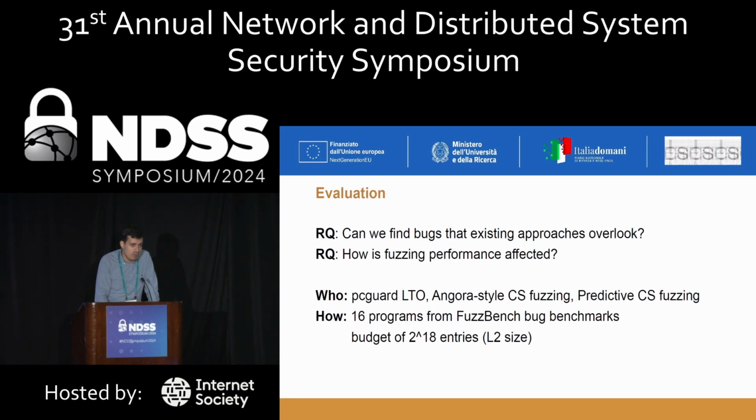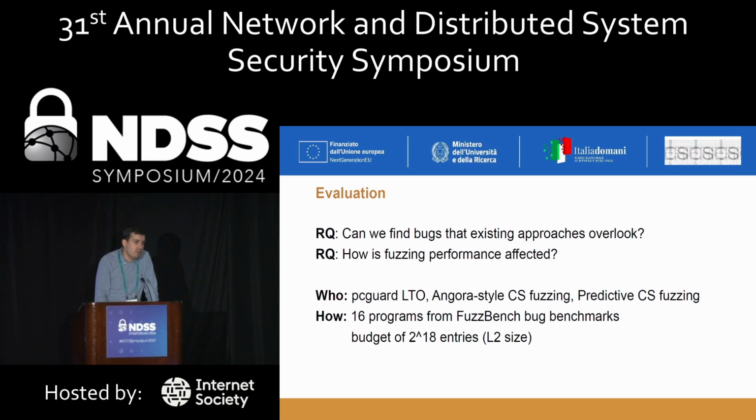What are our goals? This talk, this research is about improving bug finding capability in code that fuzzers can already reach. So we don't want to improve edge coverage. We want to see if we can find bugs that other solutions might have overlooked in code that they already can reach. And then we want to see what is the price that we pay for this hopefully improved bug finding capability. So we measure the overheads.